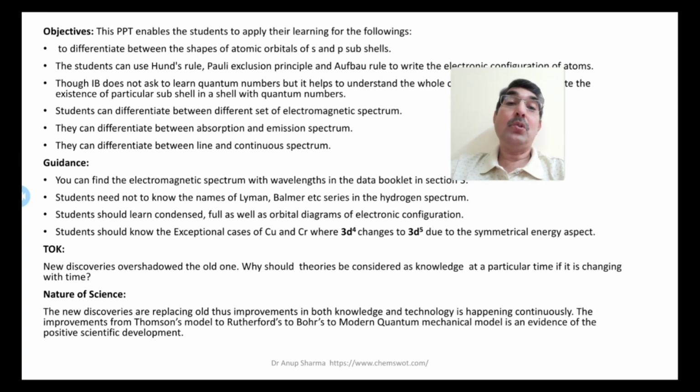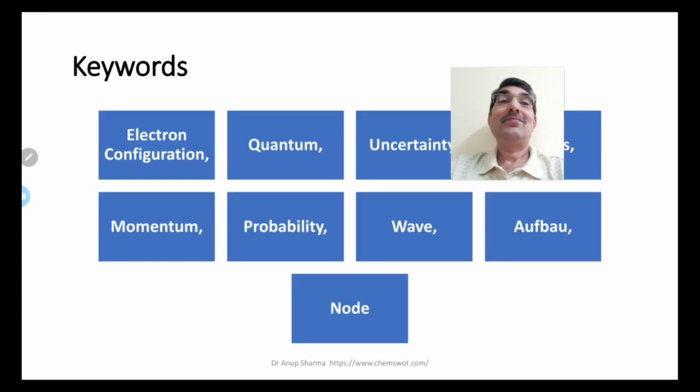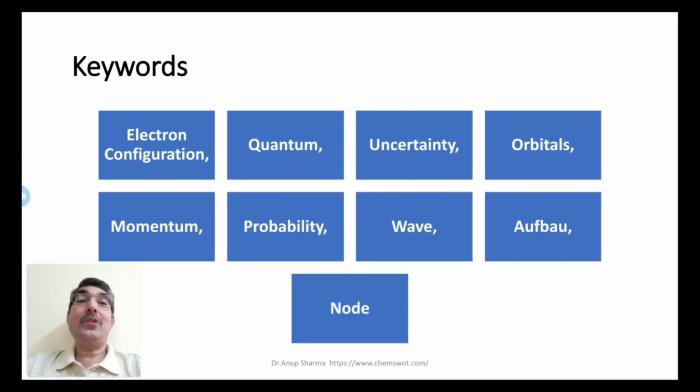Nature of science: we know new theories or discoveries are replacing old ones. Thus improvement in both knowledge and technology is happening continuously. The improvements from Thomson's model to Rutherford's to Bohr's to the modern quantum mechanical model are evidence of positive scientific development. The keywords during this subtopic are electron configuration, quantum, uncertainty, orbitals, momentum, probability, wave, Aufbau, node, etc. These are the keywords.